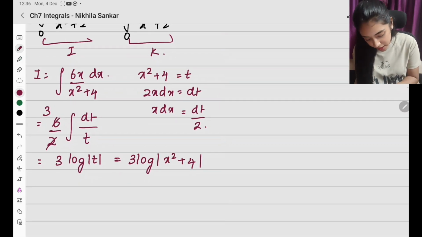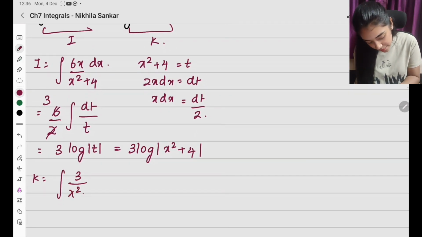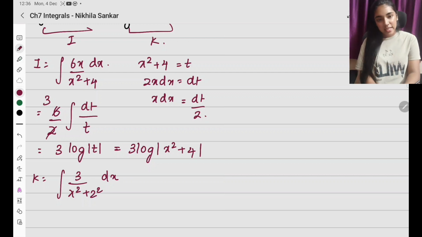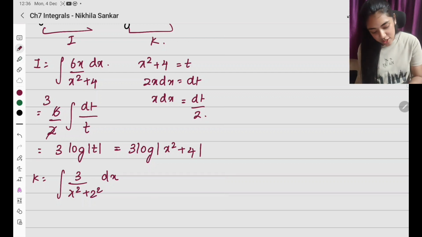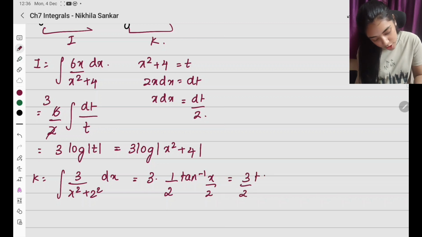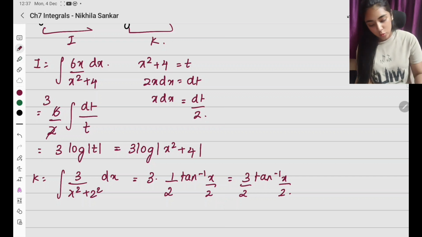Now what is the k term? I have k equals integral of 3 divided by x square plus 2 square times dx. This is of the form dx divided by x square plus a square, so this is of the form tan inverse. Taking 3 outside, I have 1 by a, which is 1 by 2, times tan inverse of x divided by a. So the final form is going to be 3 by 2 tan inverse of x divided by 2. So I found what my I and k are.